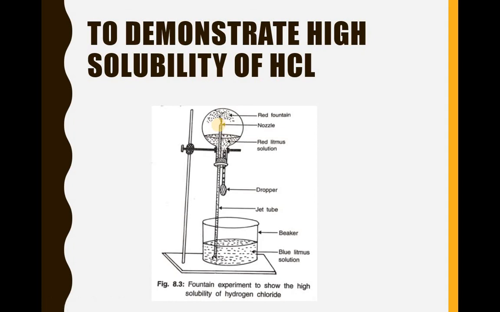Now what is the result? Water goes into the flask from the dropper. HCl gas is present in the flask. It dissolves due to the high solubility, thereby lowering the pressure inside. Outside pressure is higher and pushes the blue litmus solution inside through the jet tube. The blue litmus solution turns red due to the acidic nature of hydrogen chloride gas. So, due to high solubility, hydrogen chloride gas fumes in moist air, forming tiny droplets of hydrochloric acid.